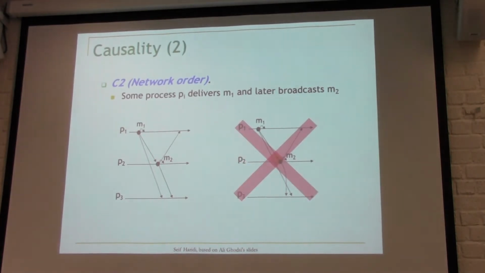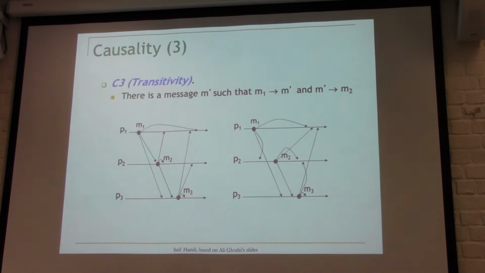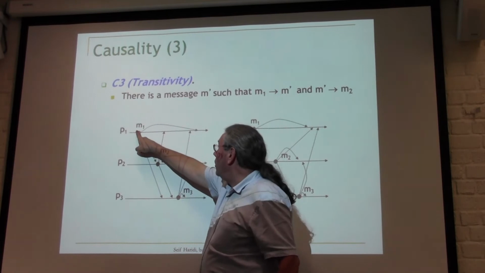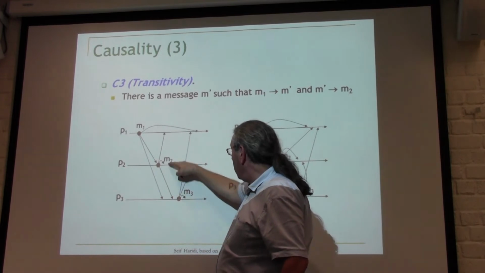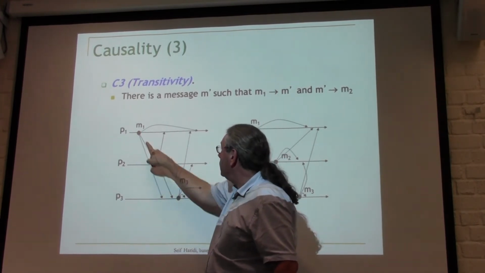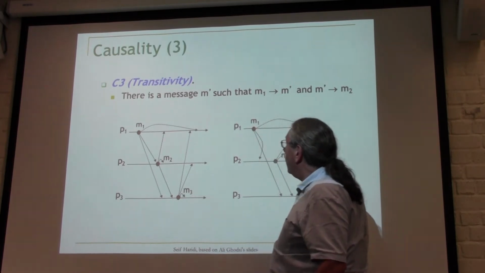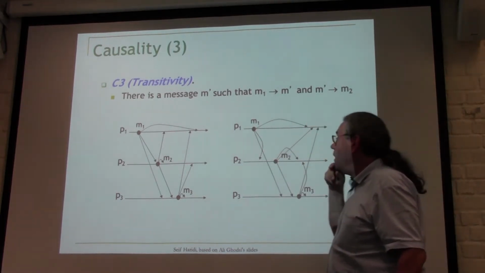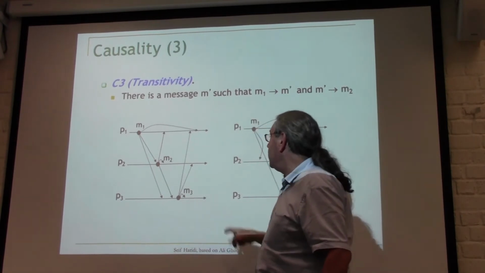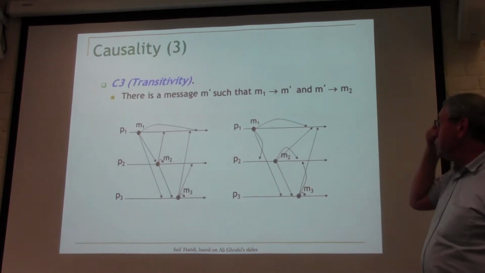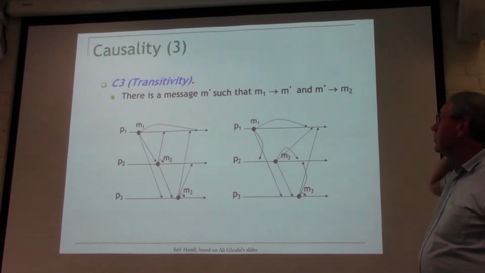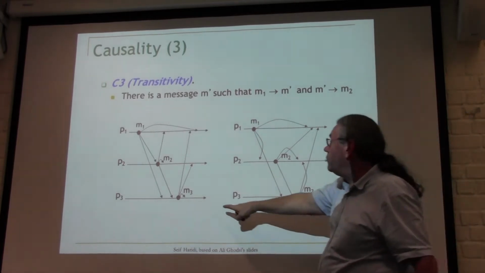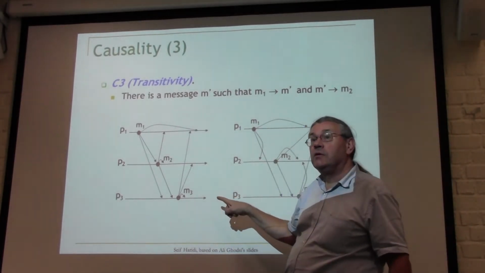And now a more complicated one, transitivity. Okay. So here we have M1 broadcasting, and M2 broadcasts after, and then M3 broadcasts after. So there's a causal relation between these three. Okay, and each of the three, of course, is delivered on all three nodes. This one's a little bit harder. You have to look at three messages now. So what about the one on the left? Is it satisfying transitivity?